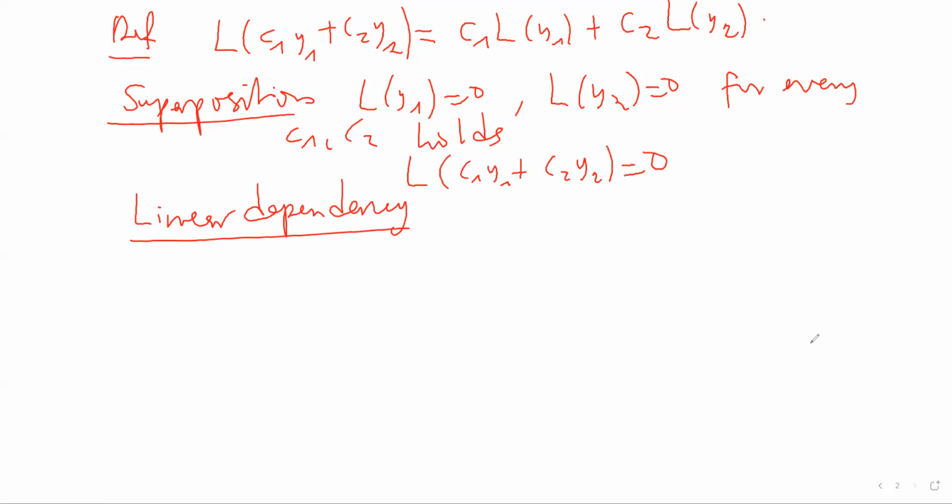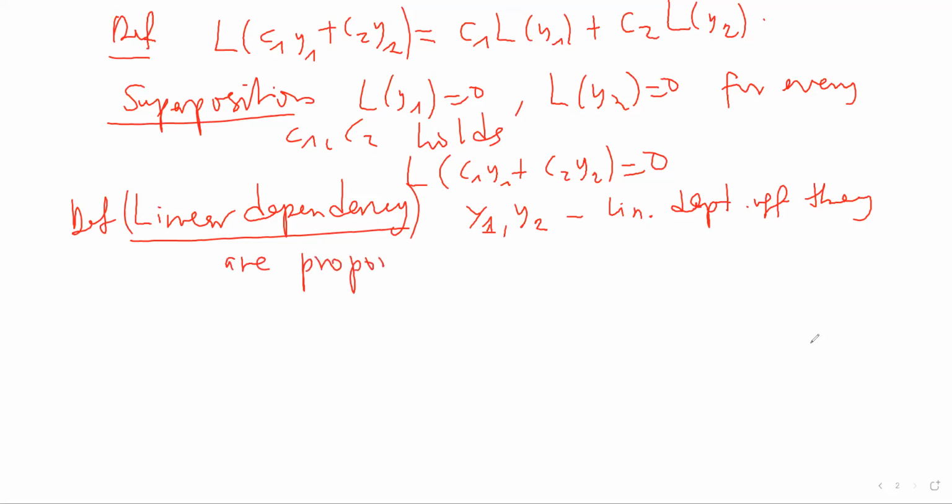So for linear dependency, we said, let me say definition here. For linear dependency, we said that if you have two functions, y1 and y2, they are linearly dependent if and only if they are proportional. And then we made some remarks.